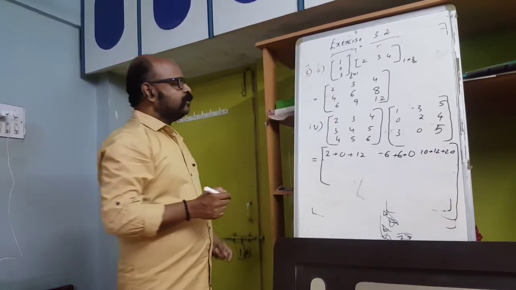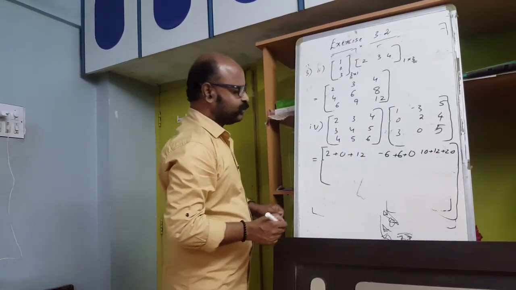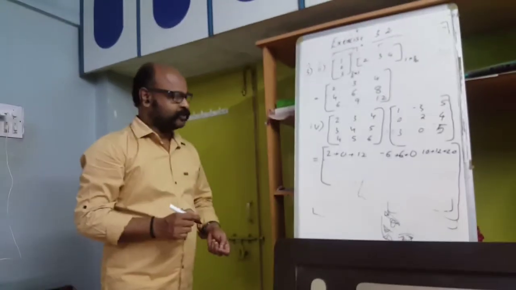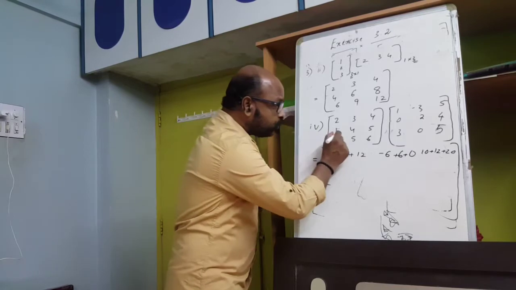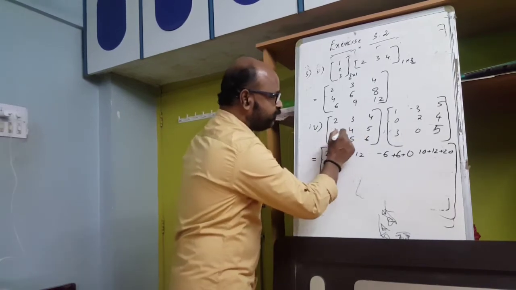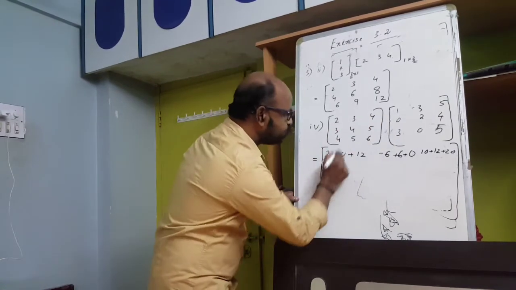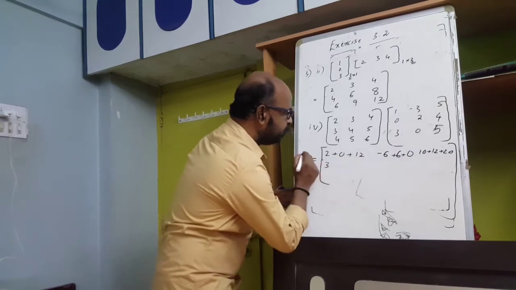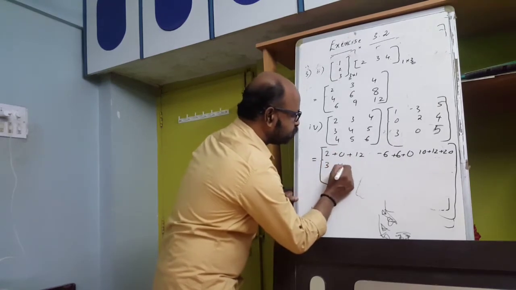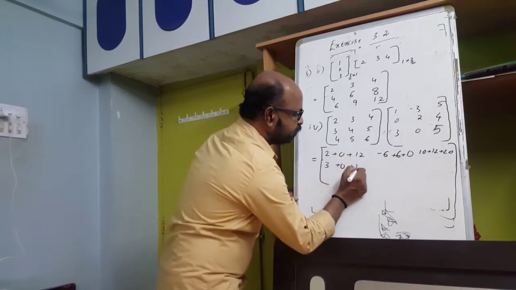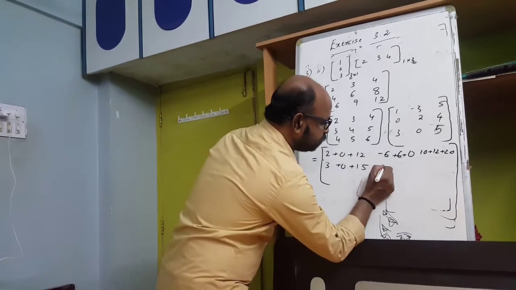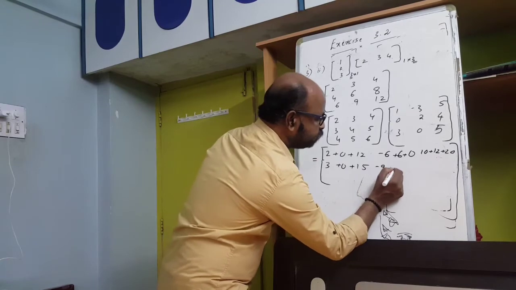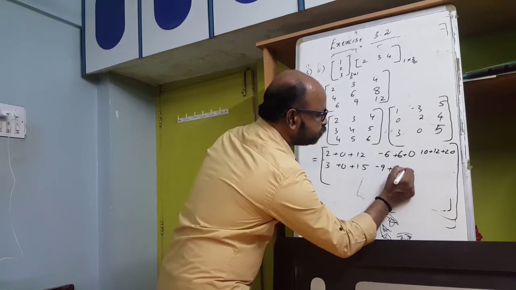Okay, then the first row is completed. Now we are coming to the second row. Second row means second row of the first matrix, 3, 4, 5 into first column. So 3 into 1, 3, 4 into 0, 0, 5 into 3, 15. Then 3 into minus 3, minus 9, 4 into 2, 8, 5 into 0, 0.